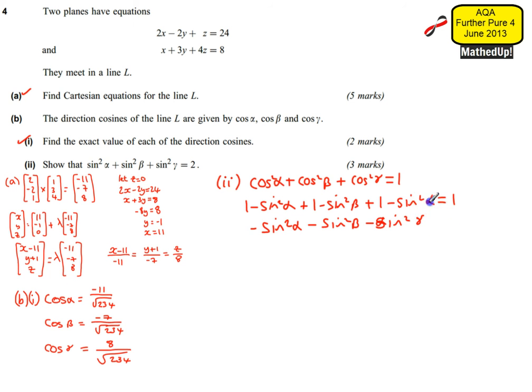and that's going to be equal to 1 minus 3, that way negative 2. So what we're saying is that sine squared alpha plus sine squared beta plus sine squared gamma must be equal to a positive 2 as required.